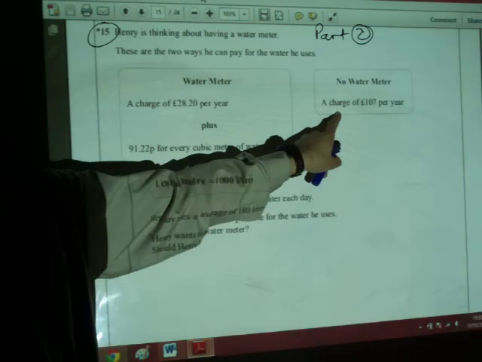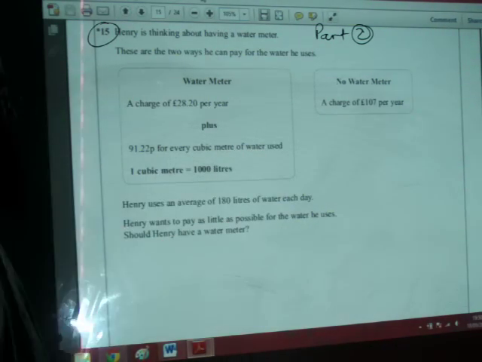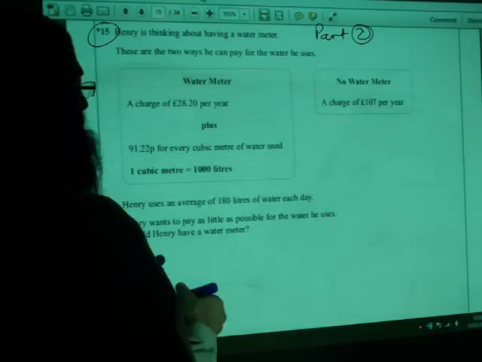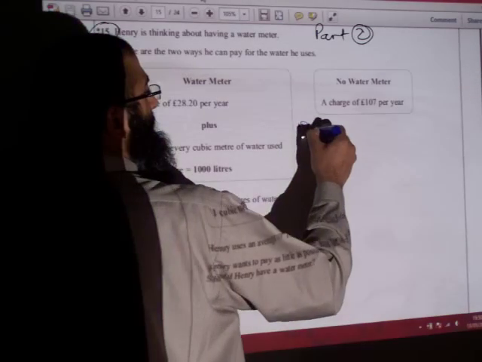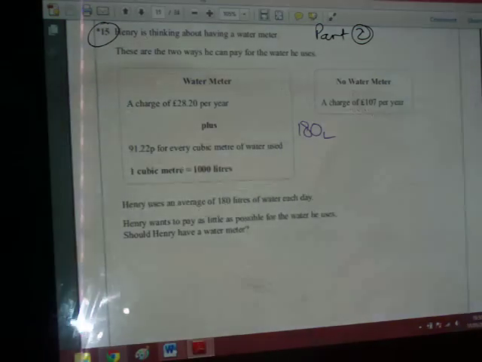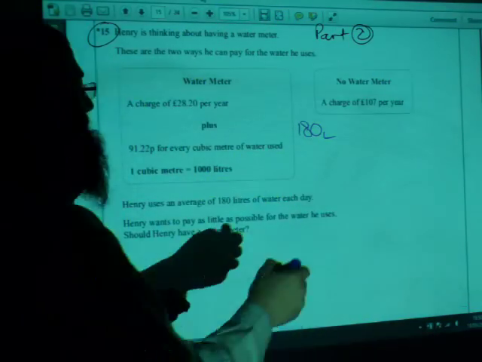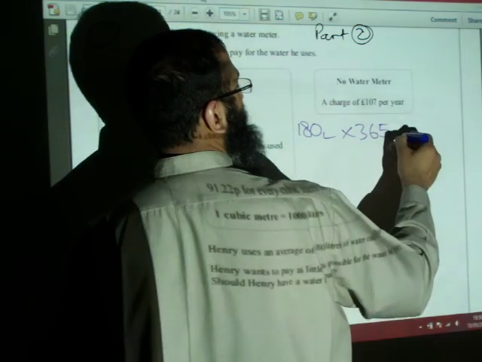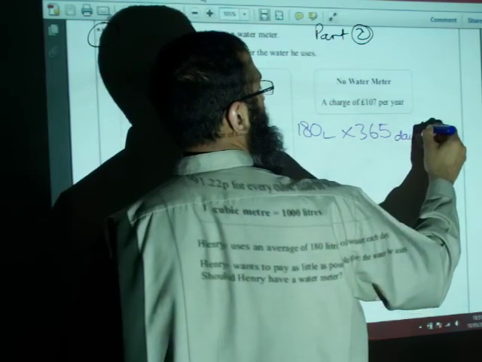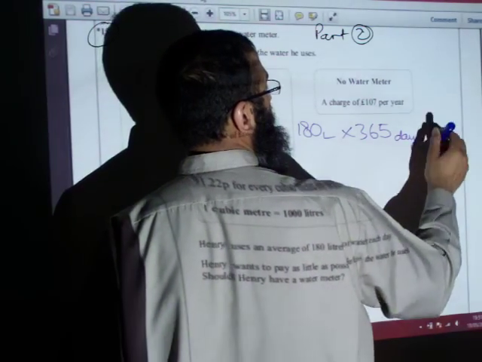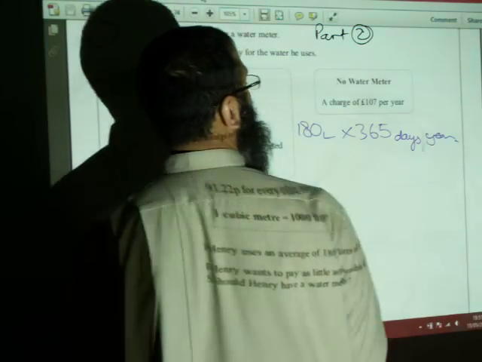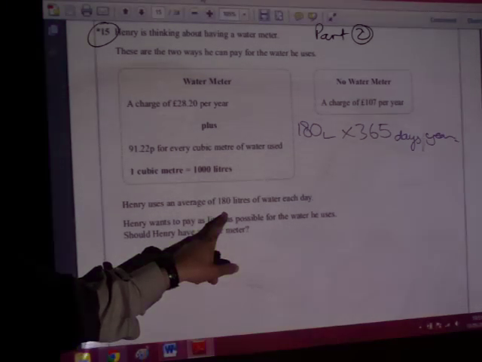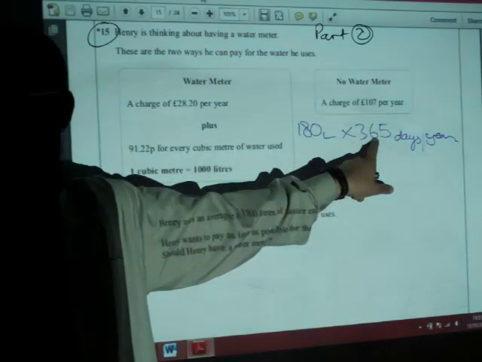Well, there's nothing really to work out there. That's what he's given. Henry uses an average of 180 litres of water each day. So let's have a look. 180 litres. How many days do we have in a year? 365 days in a year. So he's using 180 litres per day. We have 365 days in each year.